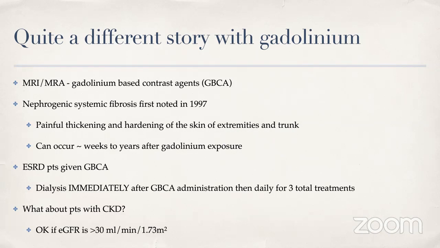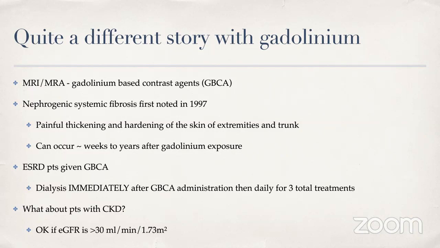So back in the late 90s, we started to see this strange disease in people on dialysis. And it took several years to figure out what the trigger was. It was clearly a new disease, and it was clearly bad. These folks got really painful thickening of the skin in their legs and trunk. It looked very much like scleroderma, except that it spared the face. And it was, for the folks who got it, quite awful.